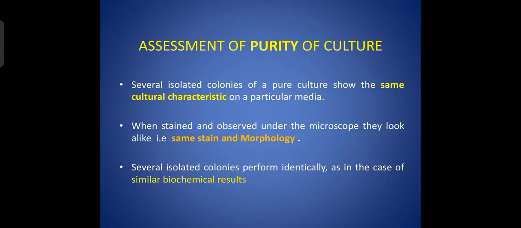How do you assess the purity of culture? Several isolated colonies of a pure culture must show the same cultural characteristics on a particular media. When they are stained and observed under the microscope, they look alike, that is, same stain and morphology must be seen. Several isolated colonies perform identically, as in the case of similar biochemical results.